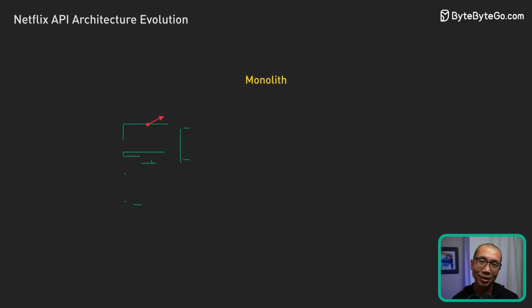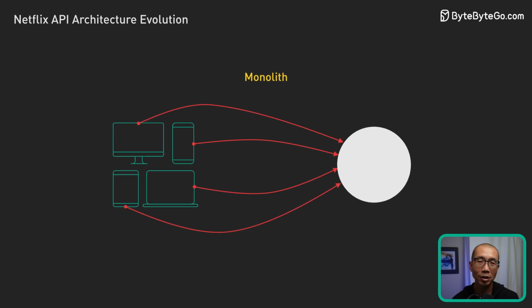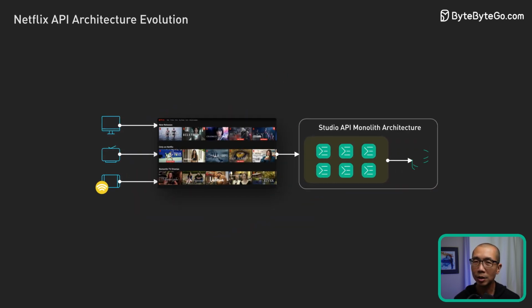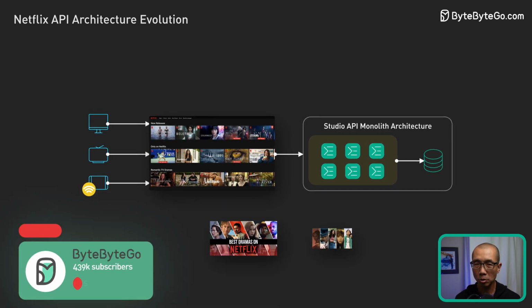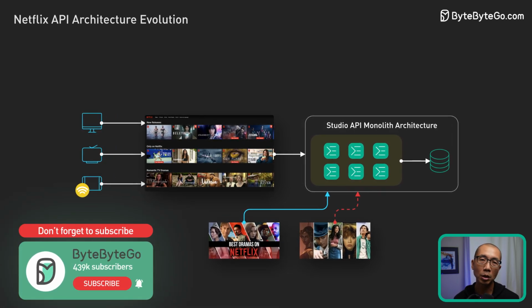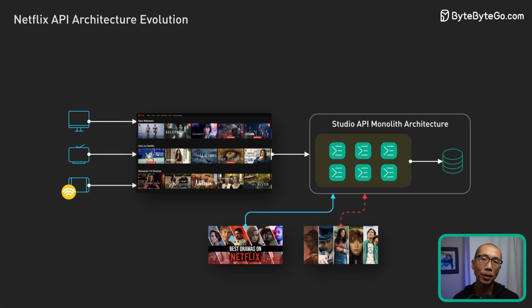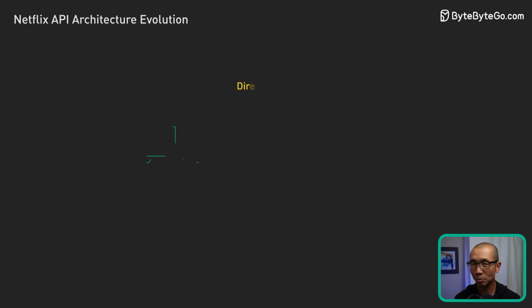In the early days, Netflix employed a monolithic architecture. Just picture a massive interconnected system where all components were part of one unified codebase. As Netflix grew and collaborated with more studios to create original content, this monolith started to become a roadblock rather than a solution. So what's the next move?